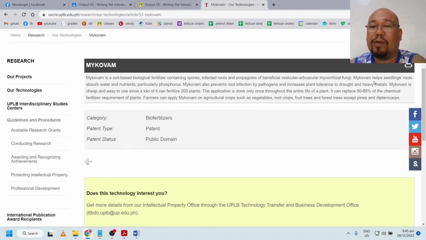Okay. Mycovam helps seedlings roots absorb water and nutrients, particularly phosphorus. Mycovam also prevents root infection by pathogens and increases plant tolerance to drought and heavy metals. Mycovam is cheap and easy to use since a kilo of it can fertilize 200 plants. The application is done only once throughout the entire life of a plant. It can replace 60 to 85% of the chemical fertilizer requirement of plants. 60 to 85%, no? Farmers can apply Mycovam on agricultural crops such as root crops, fruit trees, forest trees, except pines and dipterocarps.